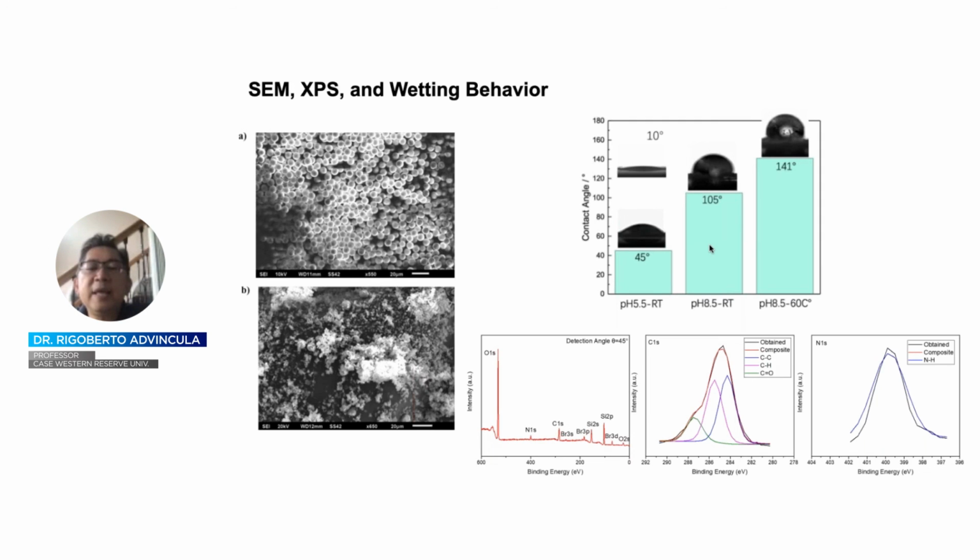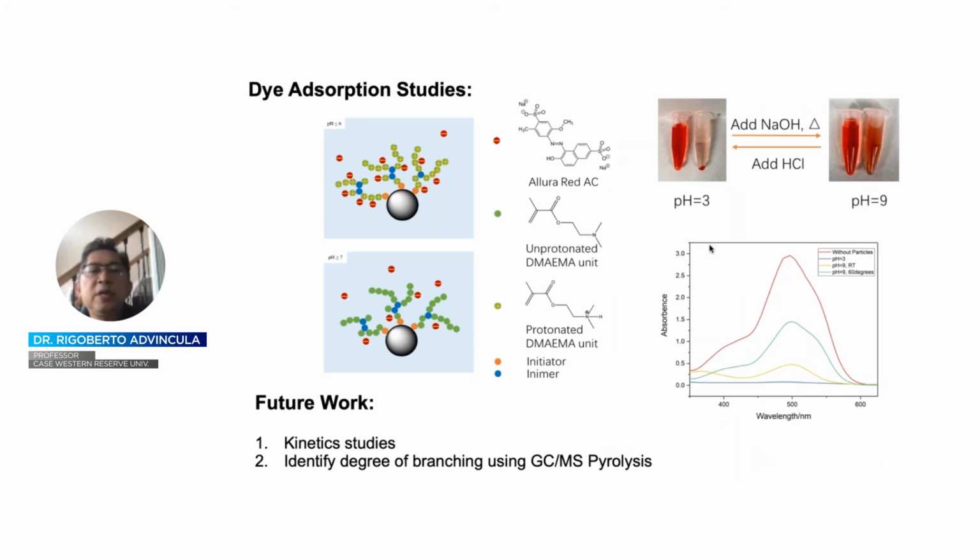And then lastly, the grafting was verified by XPS, or X-ray photoelectron spectroscopy, representing the monomer, which has nitrogen, the unreacted initiation sites, which has the bromine, and of course the carbon, the silica, and oxygen from the particle and the monomer itself. We actually tried to see how this type of grafted hyperbranch polymers are able to capture dyes.